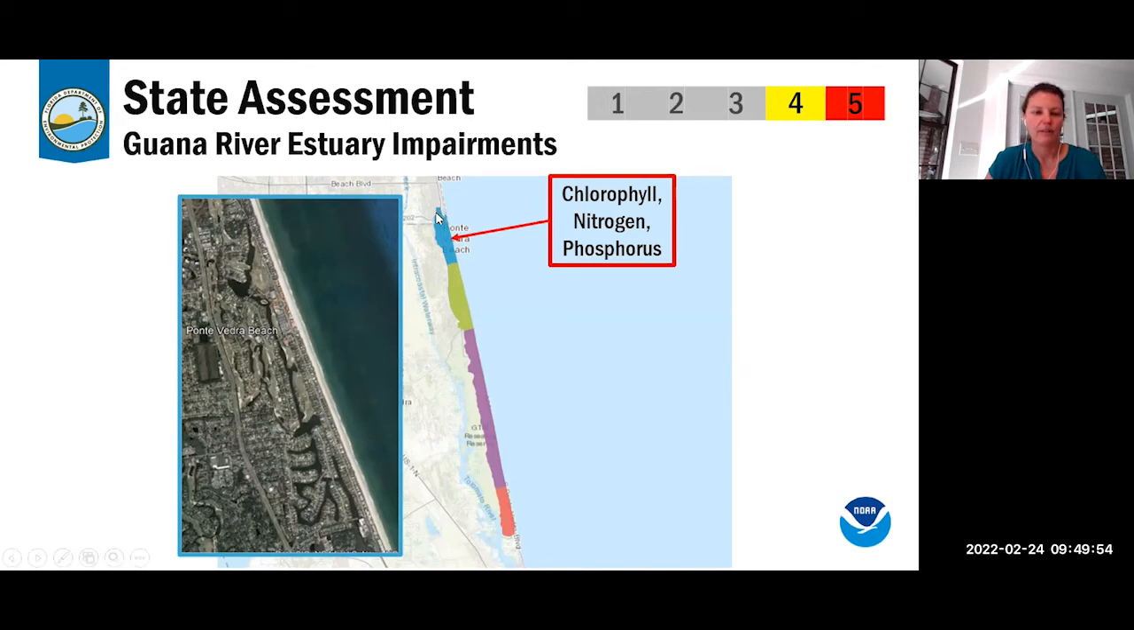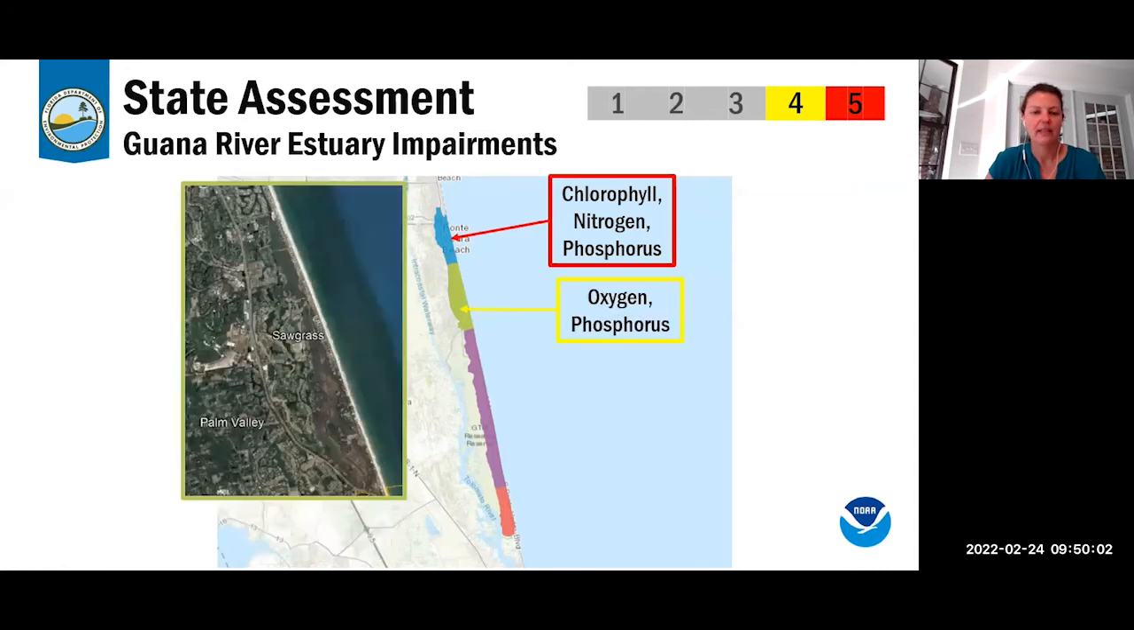And that water body actually has the most nutrient impairments of any of the water bodies, impaired for chlorophyll, nitrogen, and phosphorus. South of that is the Sawgrass area and the remnant of the Iguana River that runs down just north of the Michler's Weir. That water body is possibly impaired for oxygen and phosphorus. And the reason it's a 4, not a 5, is because they just need to do a little more study to figure out if they're classifying the water body right.